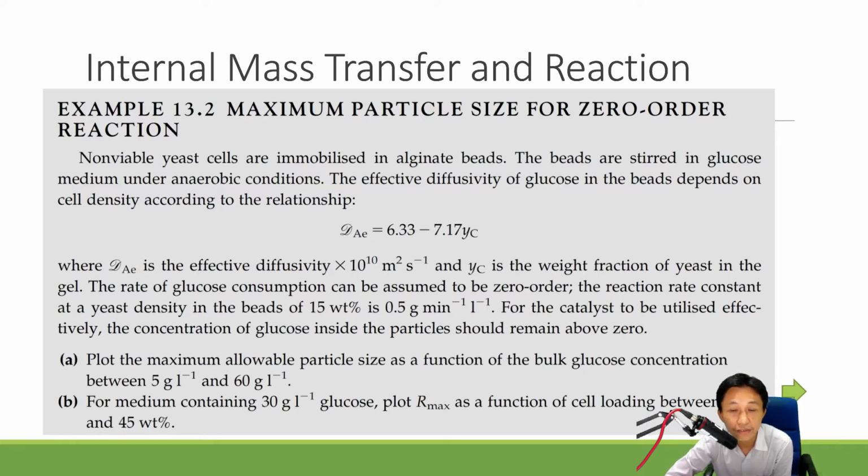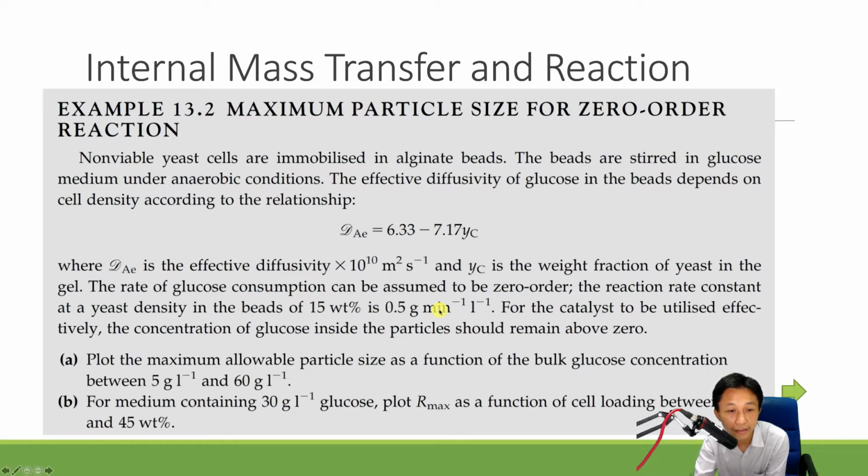The effectiveness depends on cell density according to this one. This one is cell density, the weight fraction of the yeast. Okay, the rate of glucose consumption can be 0. The reaction rate at yeast is percent weight.